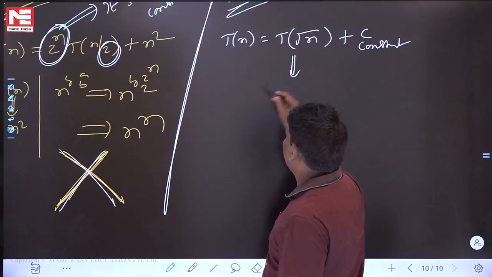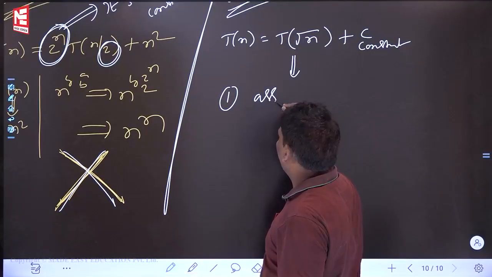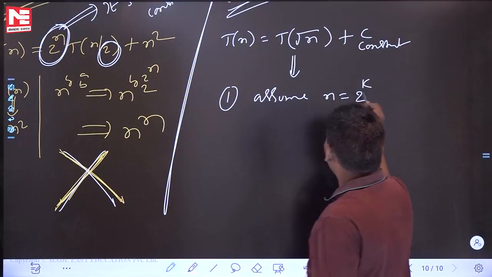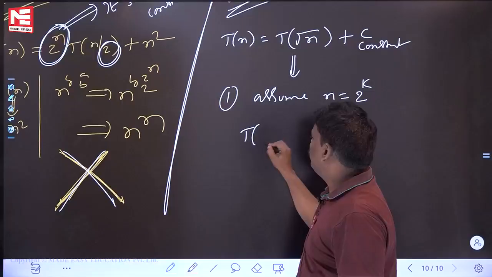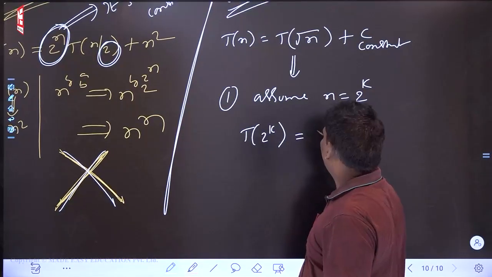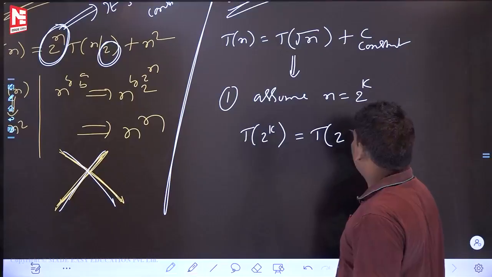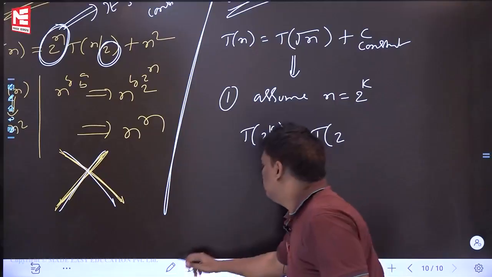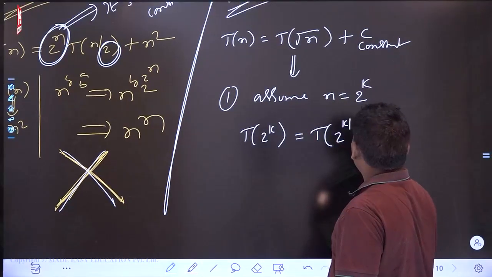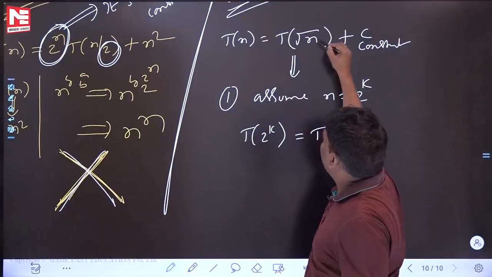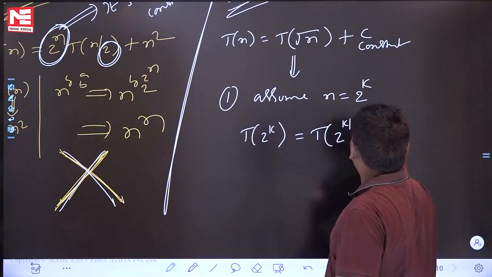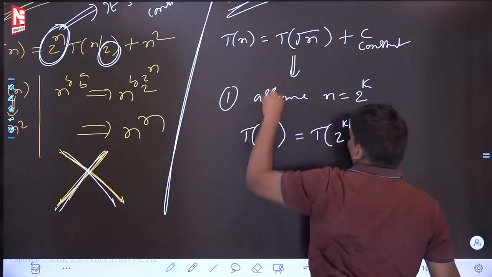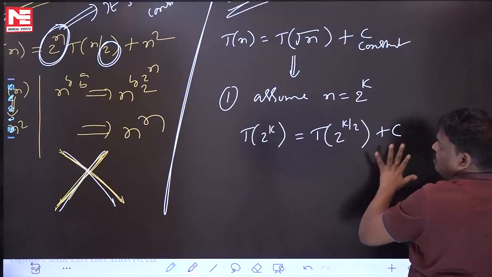See the first step. First step is going to be assume n is equal to 2 power k. If you assume n is equal to 2^k, substitute: T(2^k) is equal to T of n root, which is 2^k whole power 1/2, that is 2^(k/2), plus c. Here n is replaced by 2^k. n and c have no relation, c stays. That is the first assumption.